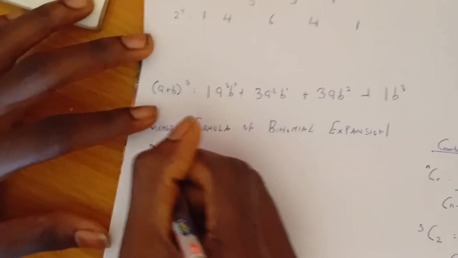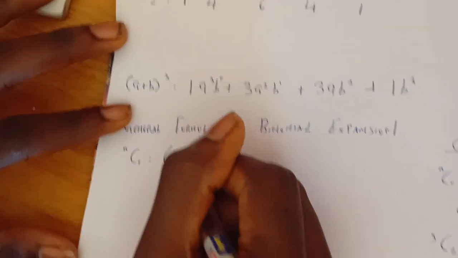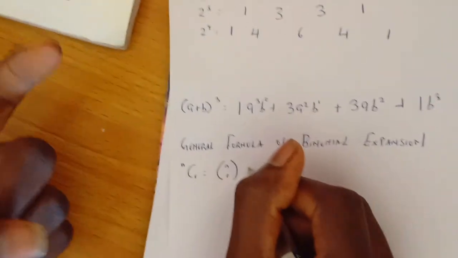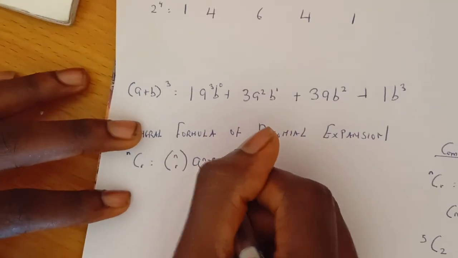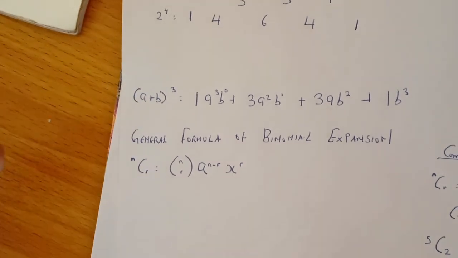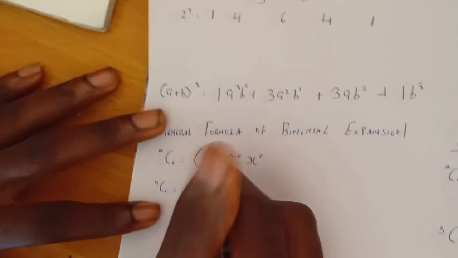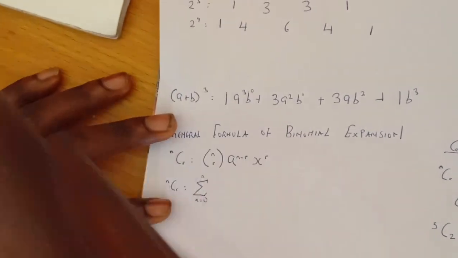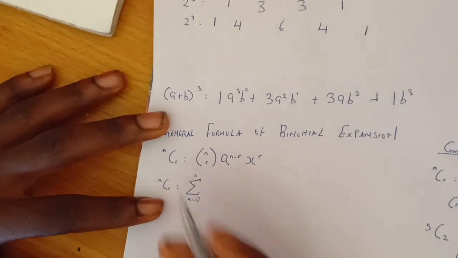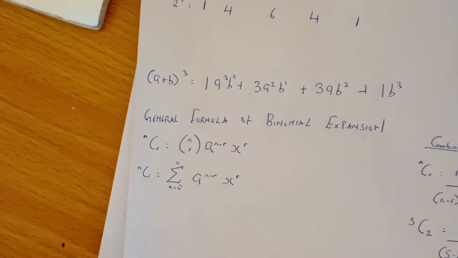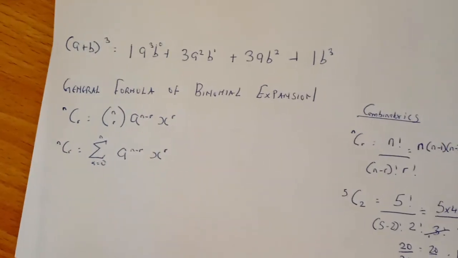If you have something like that in combinatorics, we have n combination of r, and let's say our first term is a to the power n minus r, x raised to the power of r. So let me write it down. We have n combination r, summation of k equals 0 to n, right? This is our lower limit and our upper limit, and a to the power n minus r, x raised to the power of r. Practically easy.